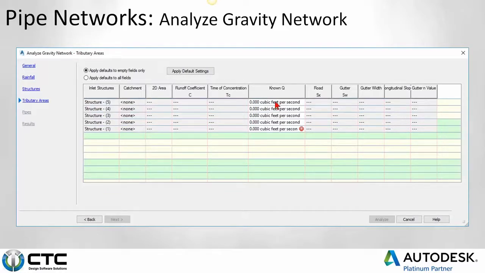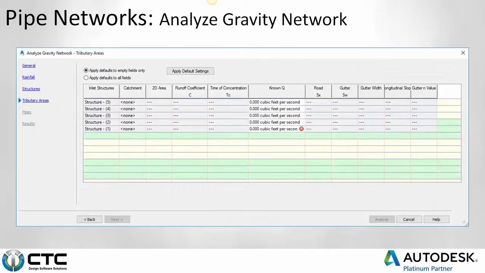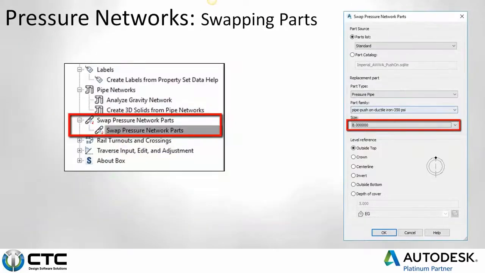The known Q, by default, I just took a screenshot. It's 0 cubic feet per second. And then, I'll actually jump back to that. There are pipes and results in there. They were just grayed out because the ones I picked did not have pipes.